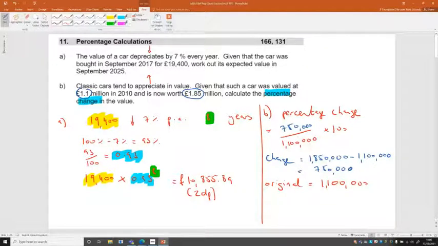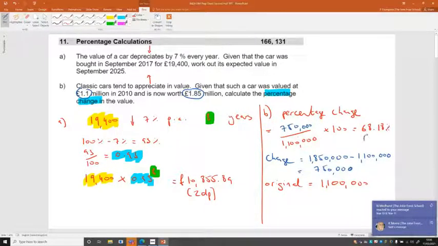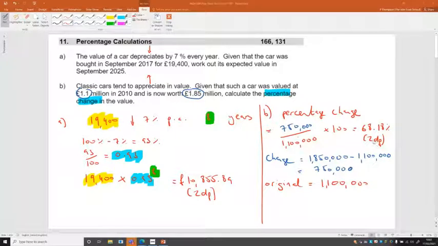Use your fraction button now, okay? 750,000 over 1,100,000 times by 100. You actually get quite a substantial change. It is 68.18% to 2dp. So remember that formula. All right, remember the formula, and you can't really go wrong. So I'll put that in green, make it stand out. All right, question 11 done.